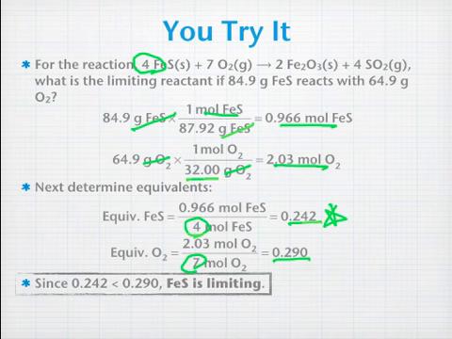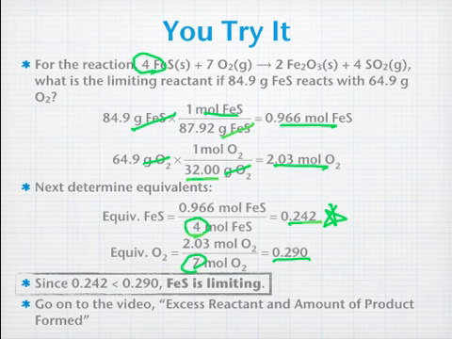All right, now you should be ready to move on to the next video. In the next video, we're going to pick up where we are leaving off here, and we're going to take the amount of the limiting reactant that we've determined, and we're going to use that to calculate both the amount of excess reactant remaining and the amount of product that's formed. Both depend on how much limiting reactant there is.